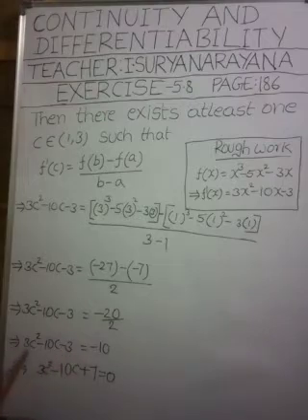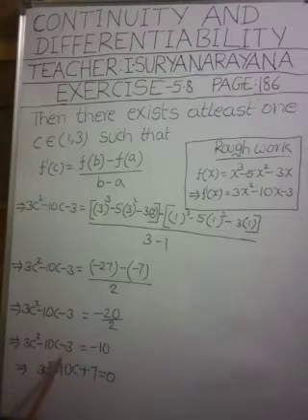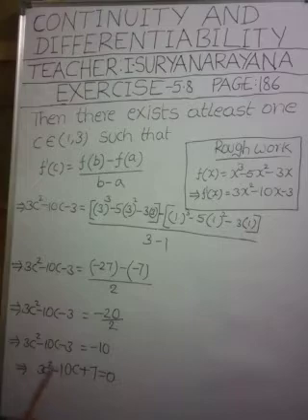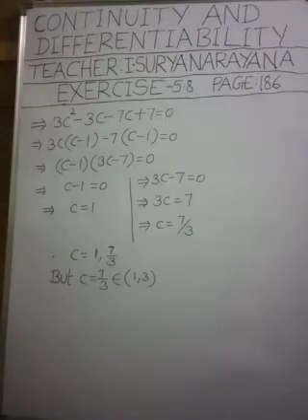Right. This implies 3c square minus 10c. If you bring minus 10 to the LHS, it becomes plus 10. So plus 10 minus 3, what will you get here? Plus 7 is equal to 0. So finally we get a quadratic equation in c. Okay, my children, we have to solve this quadratic equation for finding the values of c. Now we are solving the quadratic equation by using the splitting the middle term method. We are factorizing that quadratic polynomial in the LHS by using the splitting the middle term method.